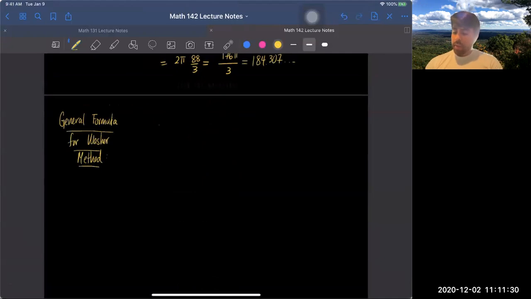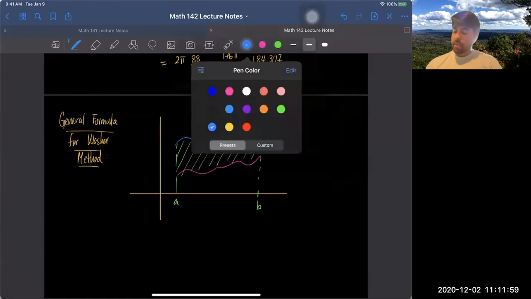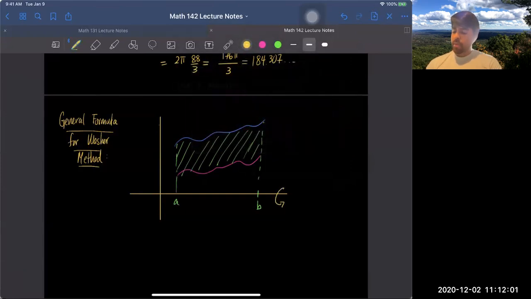So again, I would have two graphs, right? I would have some graph here and another graph here. And then I want to find what would happen if I take a region in between and revolve it around the x-axis. What would happen? How would I figure out that volume?